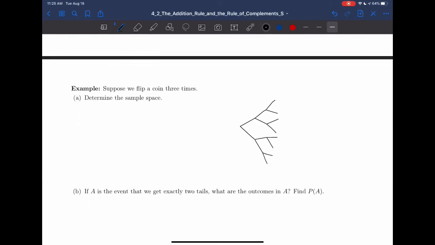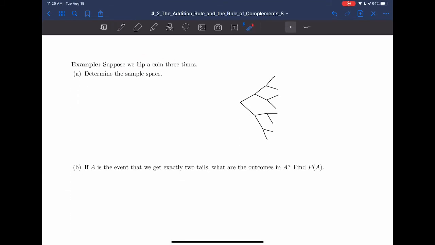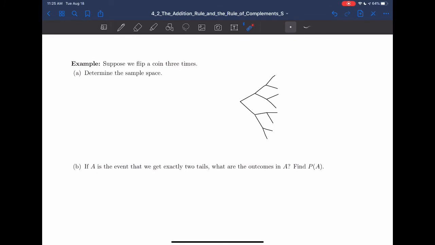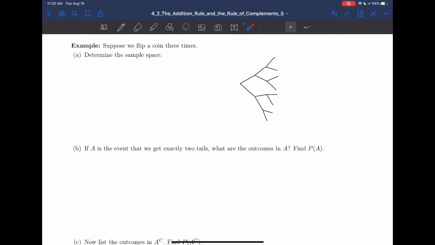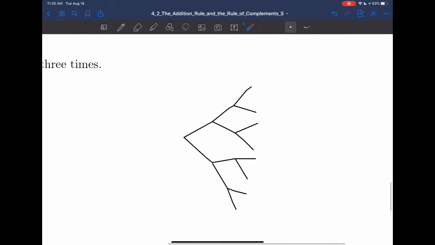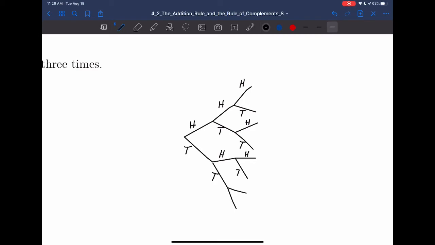Let's consider some examples. Suppose we flip a coin 3 times and we want to determine the sample space. I would actually recommend pausing the video and doing this on your own, just for practice. One way we could do this is to use a tree diagram. On the first flip, we have heads or tails. On the second flip, we have heads, tails, heads, tails. And on the third flip, we do the same thing.